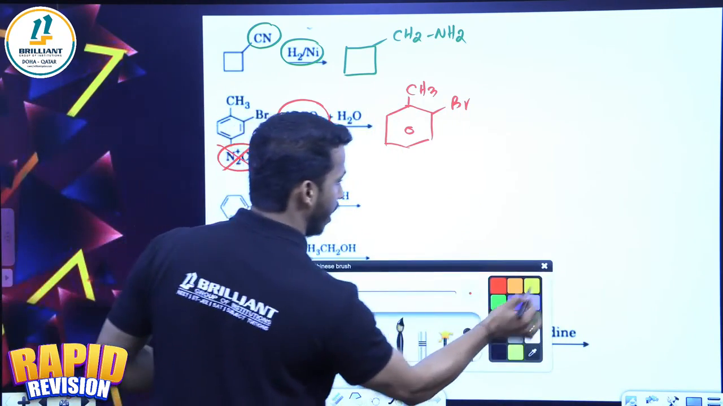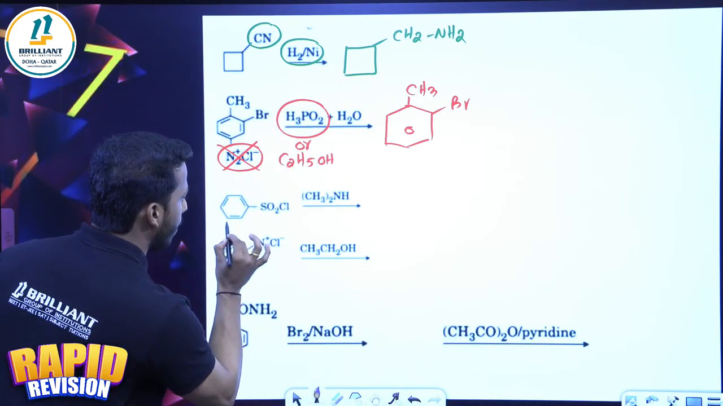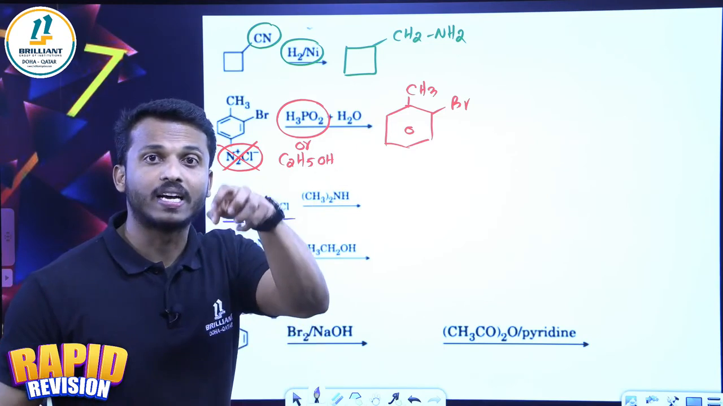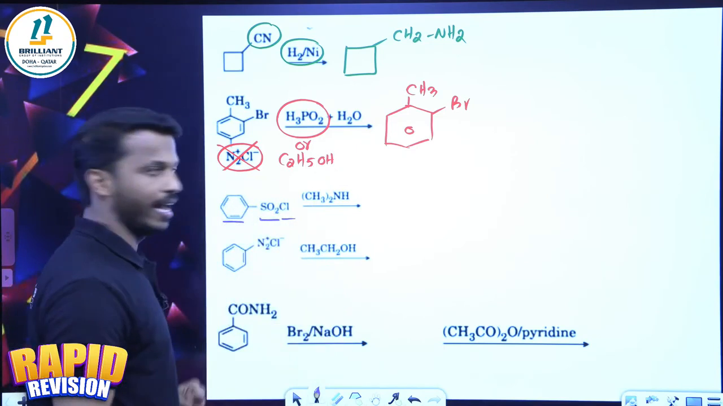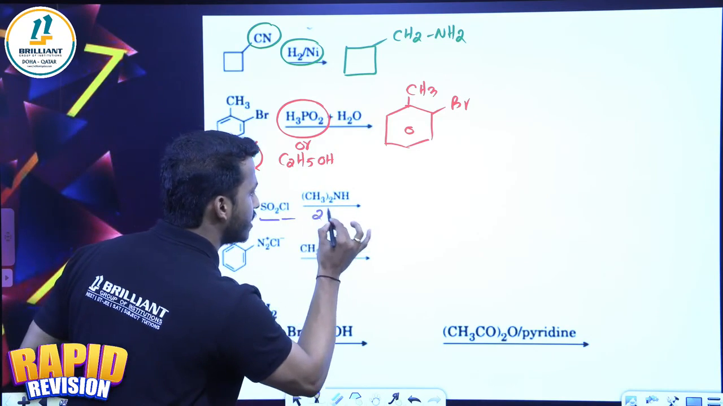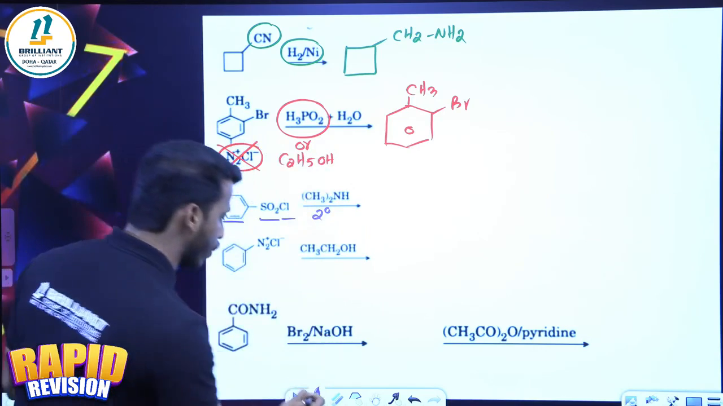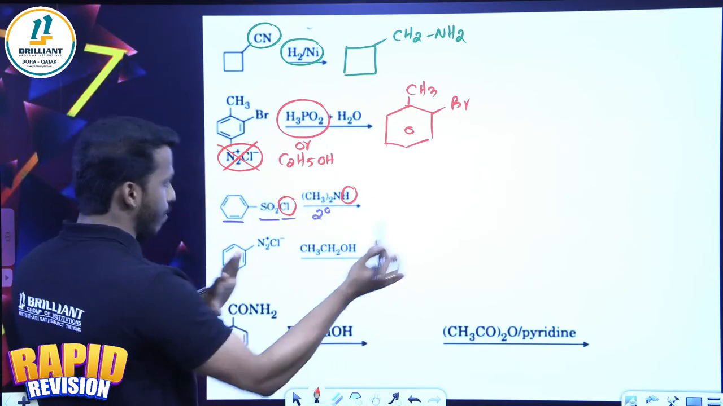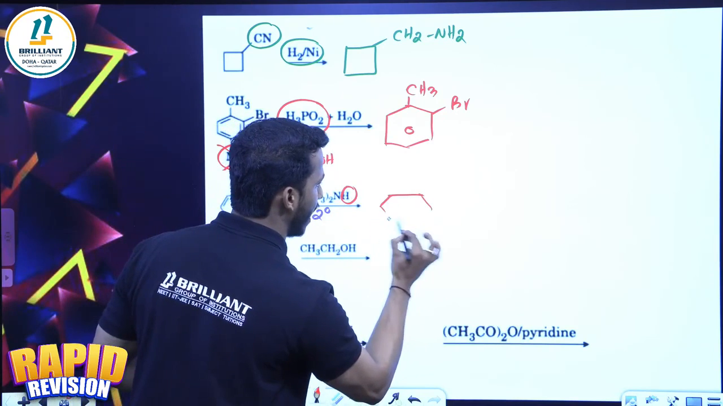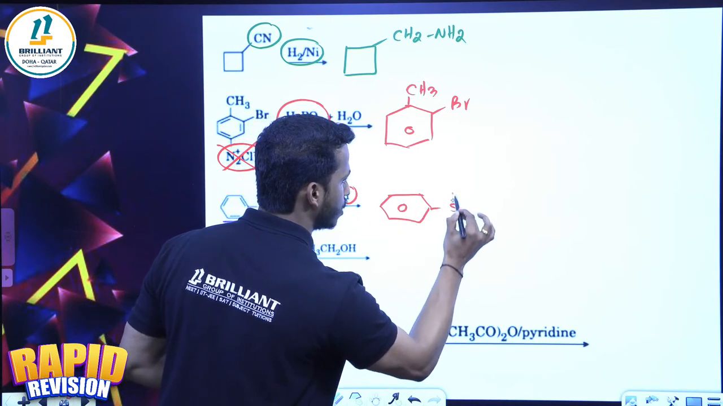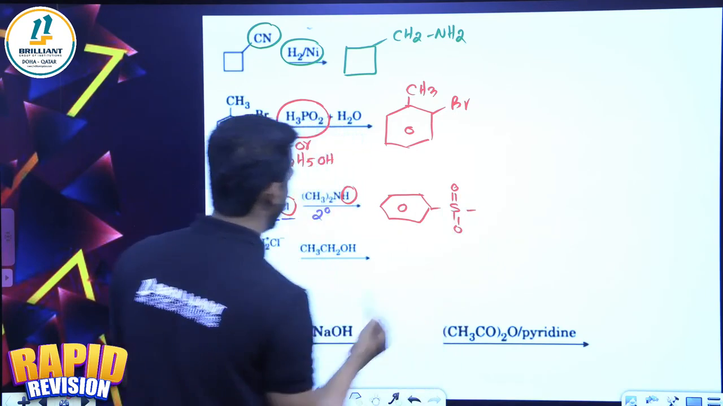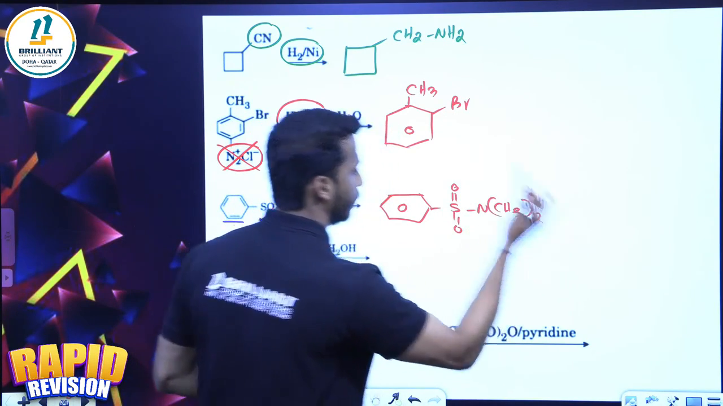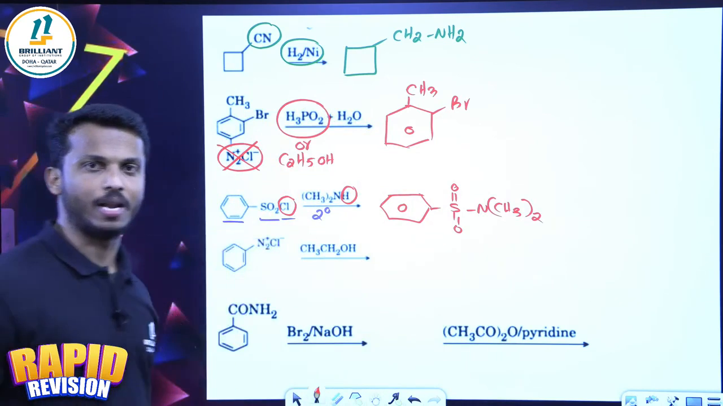And what about the next one? In this case, what is this? Benzene sulfonyl chloride. That is our Hinsberg reagent. Hinsberg reagent, when you treat with the secondary amine, it undergoes reaction. What happened here? This H and this Cl are eliminated, it will give you the product as benzene with SO2 with the nitrogen and that CH3 twice. Just remove that HCl part, okay?